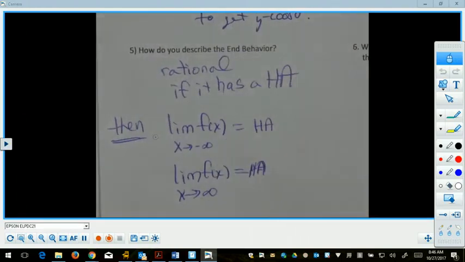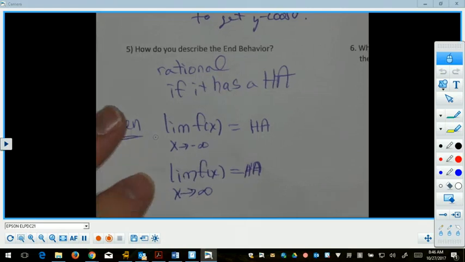Sometimes it can actually touch it or cross it, but it's rare. There are cases where it can. A lot of times it just approaches it. But either way, it's going to continue approaching that horizontal asymptote.